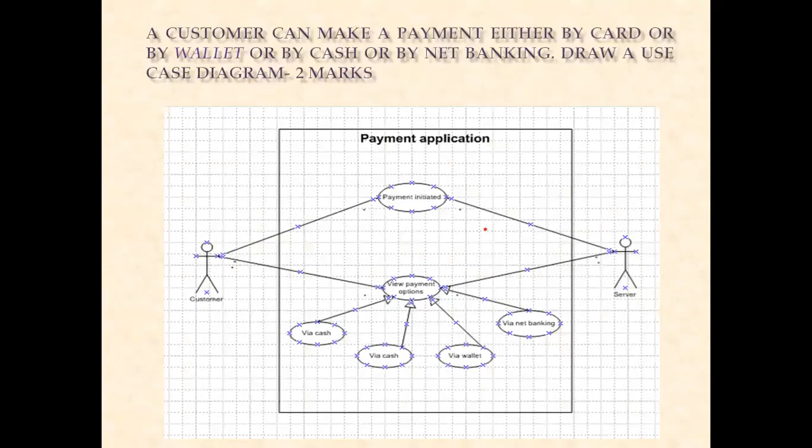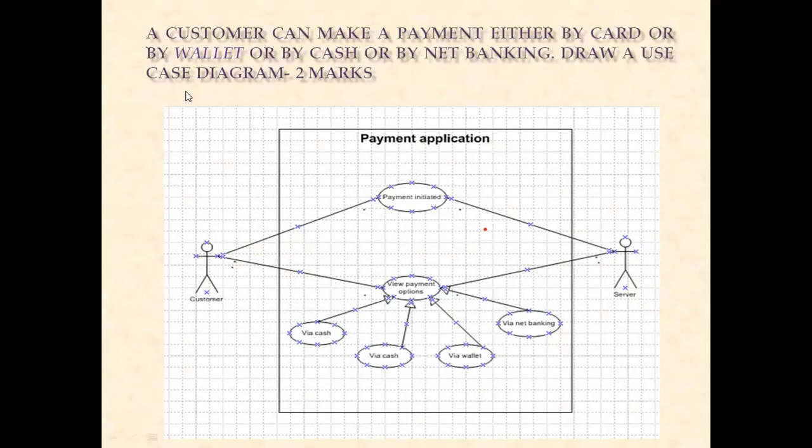The first question talks about a scenario where a customer can make a payment either by card, by wallet, by cash, or by net banking. So the customer can make a payment by multiple options. However, you need to draw a use case diagram. That's the first question here, where you need to draw a use case diagram. I have used MS Visio here to draw this diagram.